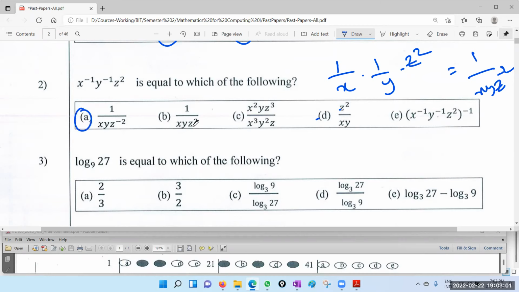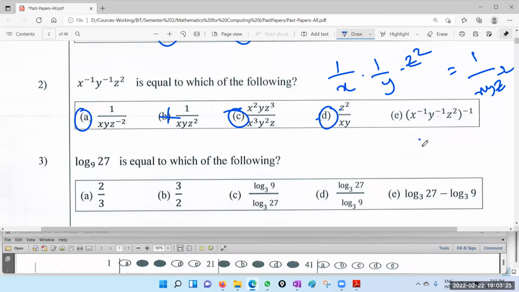This is not an answer. You have to simplify this and see. X squared, x cube means 1 over x. Y and y squared means 1 over y. Z cube and Z means Z to the power 2. So therefore this is also an answer, because that is Z to the power 2. So this is Z to the power 2 divided by xy. This is an answer.